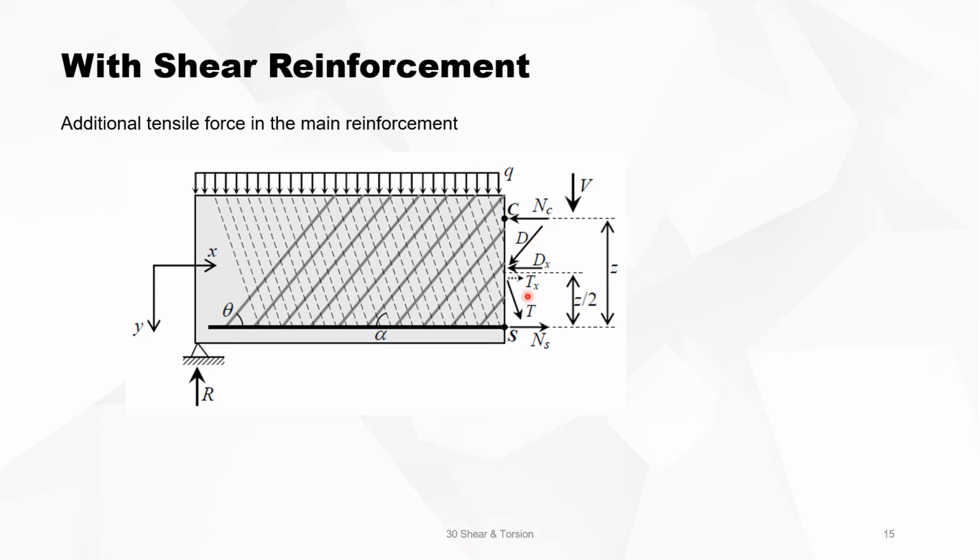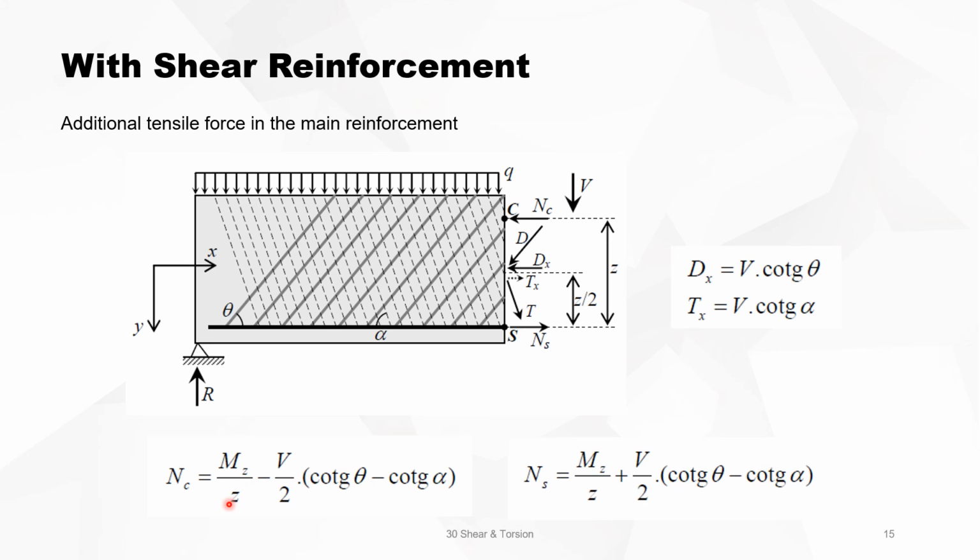If we take now the horizontal direction of D and T, then we have these equations, and we take a rotation equilibrium around S and a rotation equilibrium around C. Then we have those two formulas. The bending moment is equal to Nc times z, and then we have Dx and Tx times z over 2. You see that Dx and Tx have a different sign because they work in a different direction. And this is exactly the same, but an equilibrium around point C.